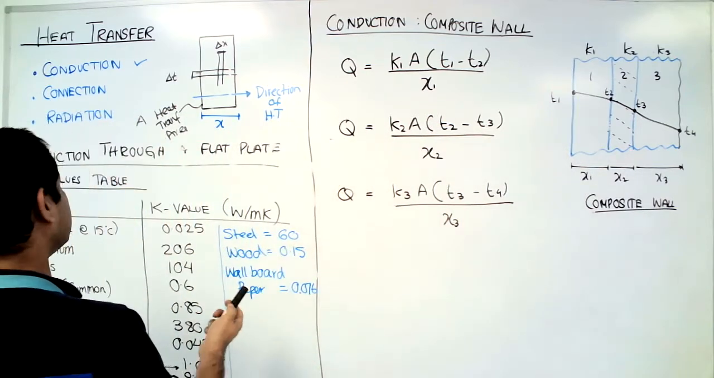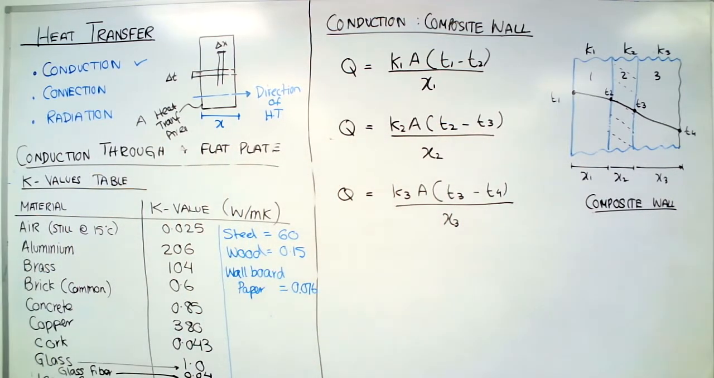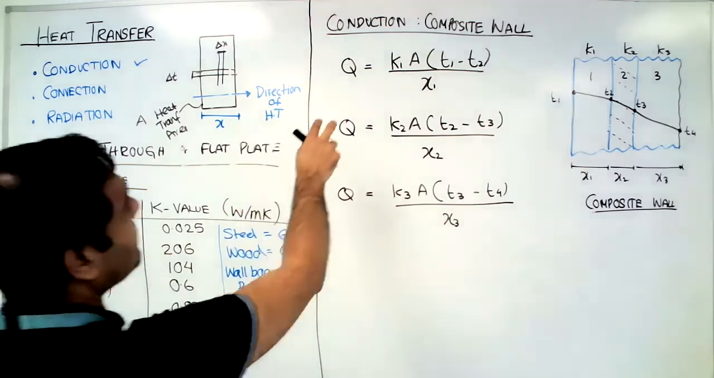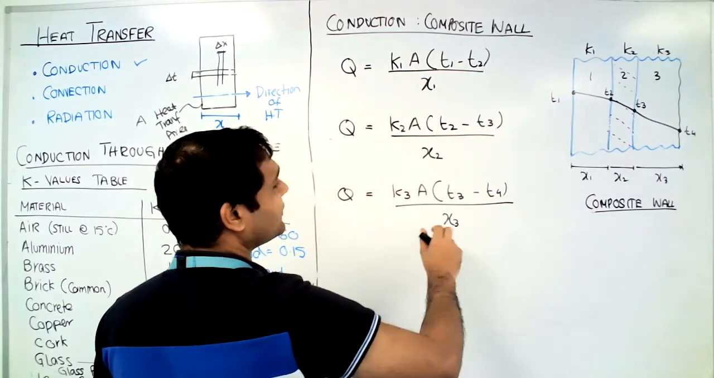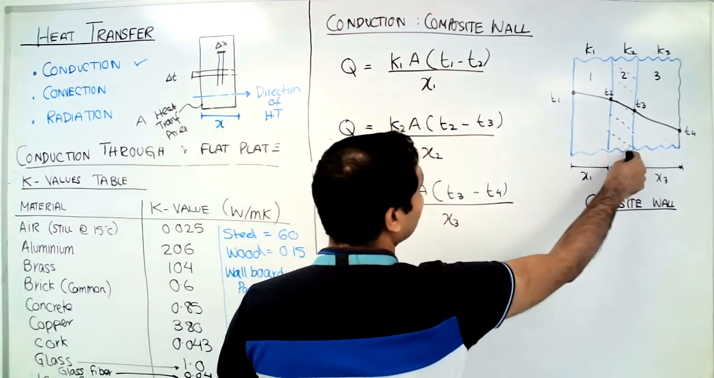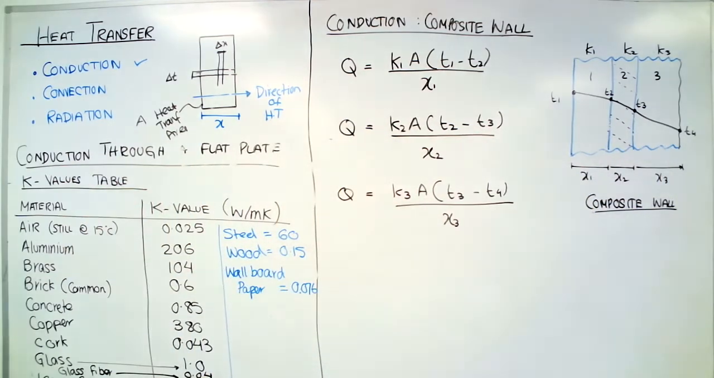Now we use exactly the same equation. Q equals K1 A (T1 minus T2) over X1. This is for the first part, this is the heat transfer. For the second part, this is the heat transfer, and for the third part, this is the heat transfer from here to here. So I can call them Q1, Q2, and Q3. If I add these heats, that would be the total heat transferred from the point T1 to the point T4.